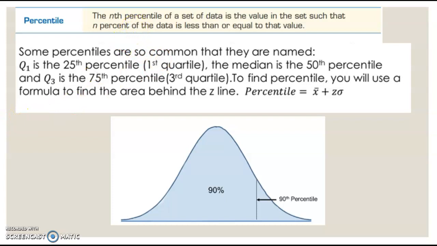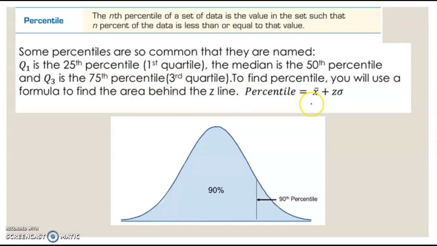This is a percentile. What is below that particular point? At the 90th percentile, it means 90% of the scores are below that. Some percentiles are so common they are named. Q1 is the 25th percentile. That's the first quartile. The median is the 50th percentile.